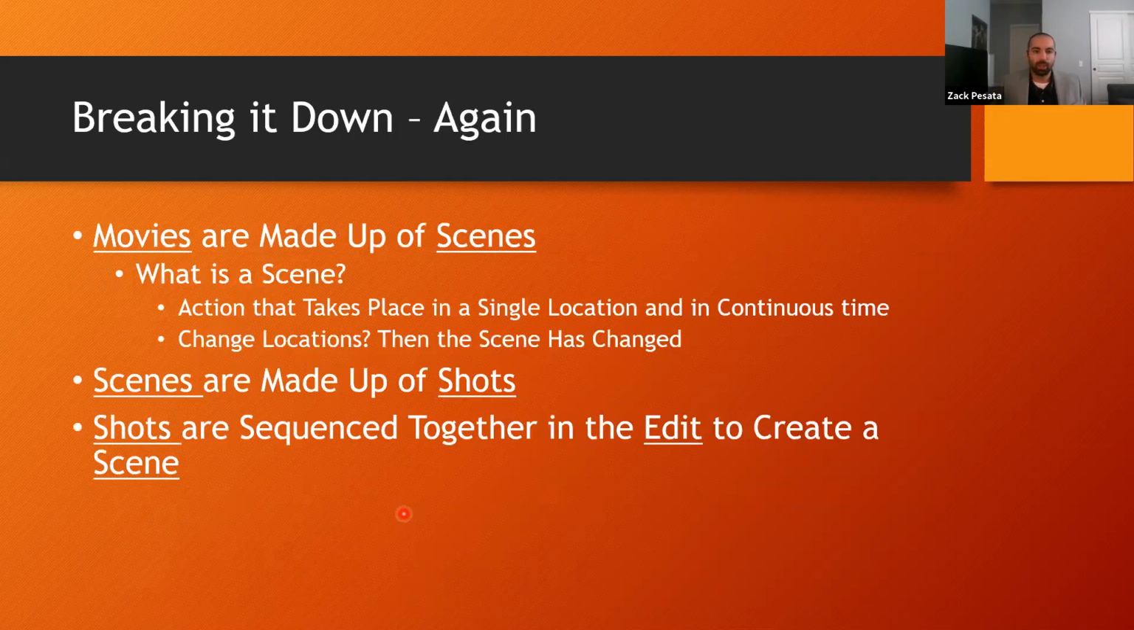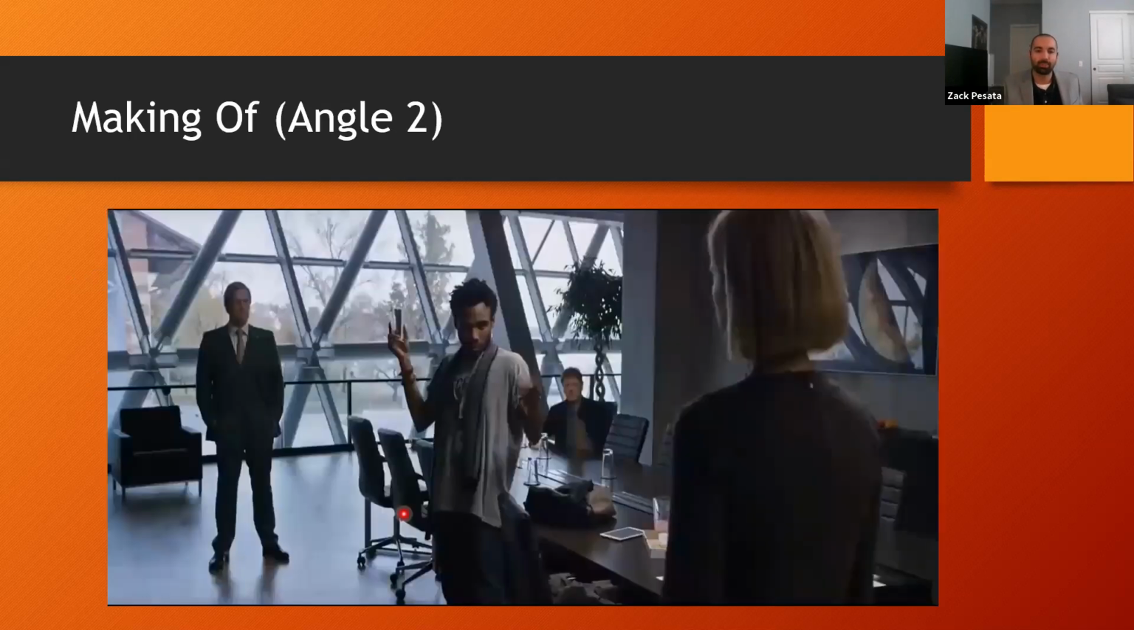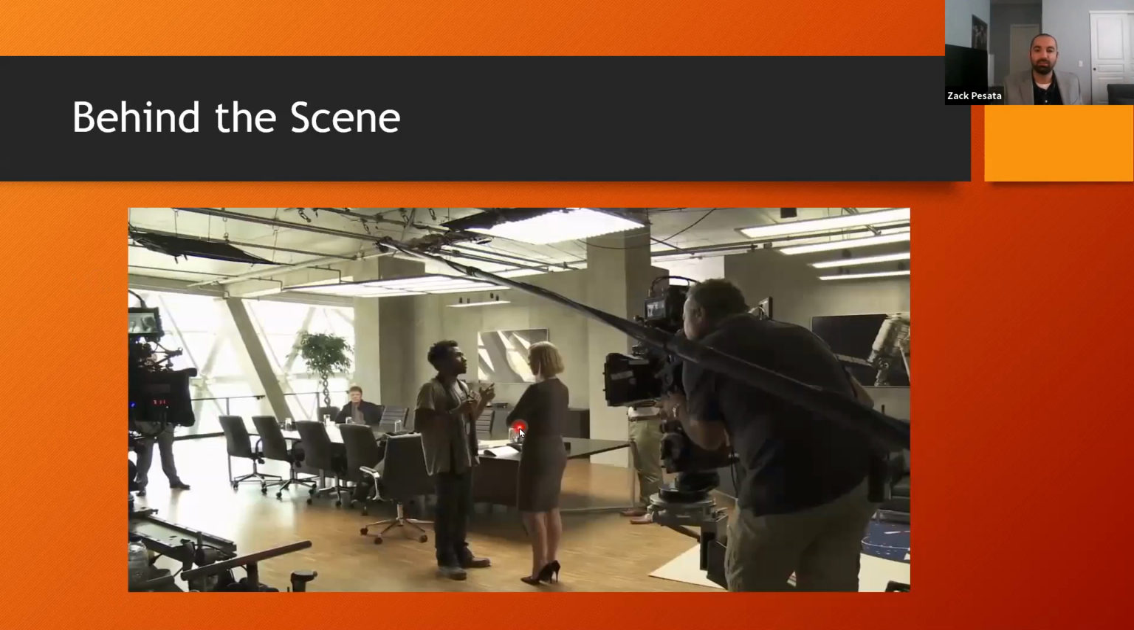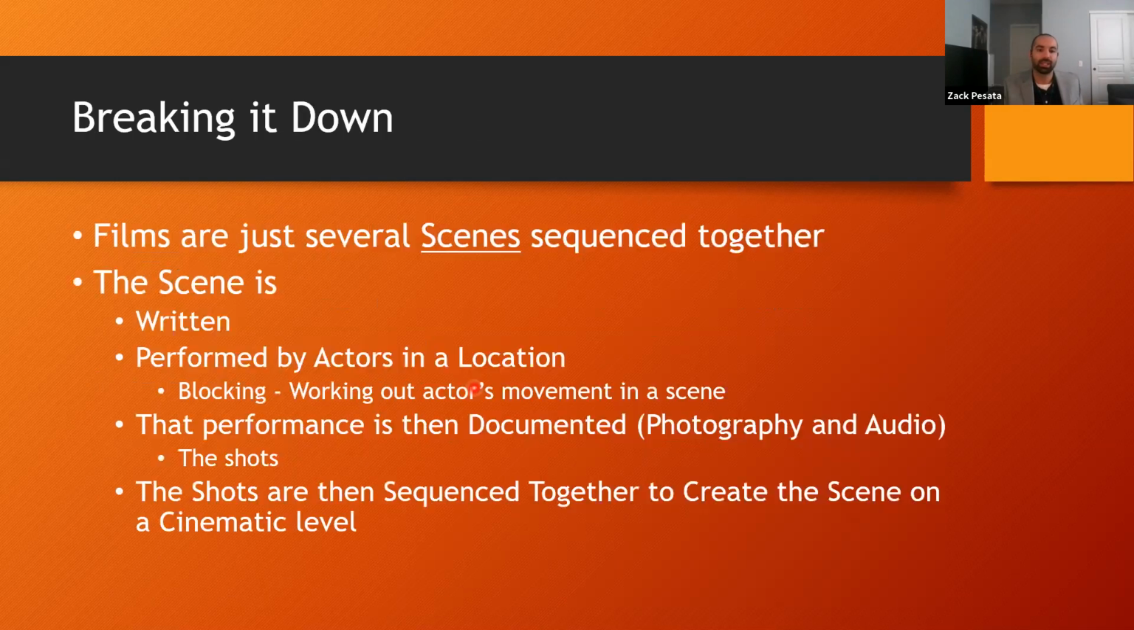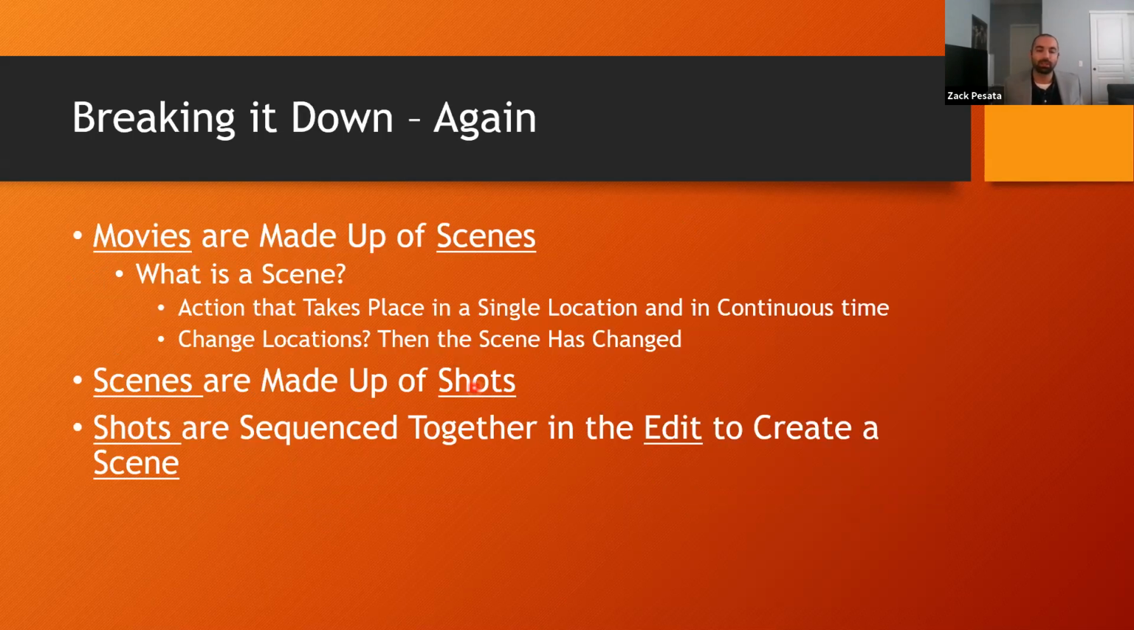Okay, so another way to kind of look at it, movies are made up of scenes. What is a scene? A scene is action that takes place in a single location in continuous time. So to clear that up, if we go back to our Martian example, if their scene ended and then the next scene is Donald Glover eating in a cafeteria, we have a new scene because we changed locations. Okay, so again, a scene is action that takes place in a single location in continuous time. If you change locations, then the scene has changed.